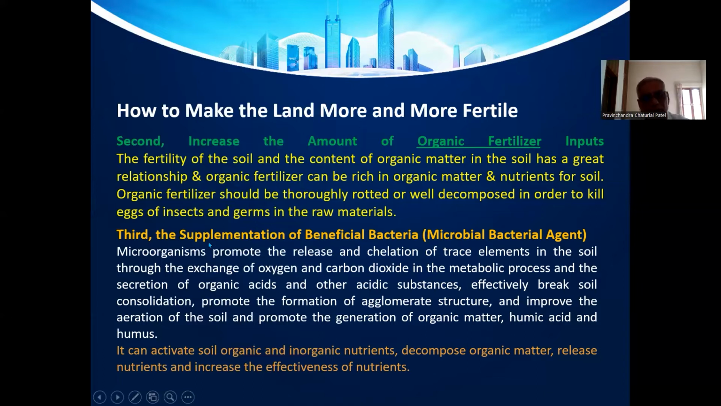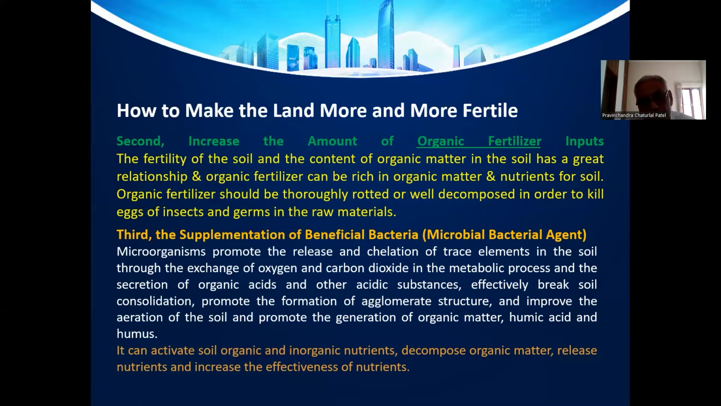Third one, the supplementation of beneficial bacteria. Microbial bacteria, bacterial agents, microorganisms promote the release and chelation of trace elements in the soil through the exchange of oxygen and carbon dioxide in the metabolic process and the secretion of organic acid and other acidic substances. They effectively break soil consolidation, promote the formation of agglomerate structure, improve the aeration of the soil, and promote the generation of organic matter, humic acid, and humus.